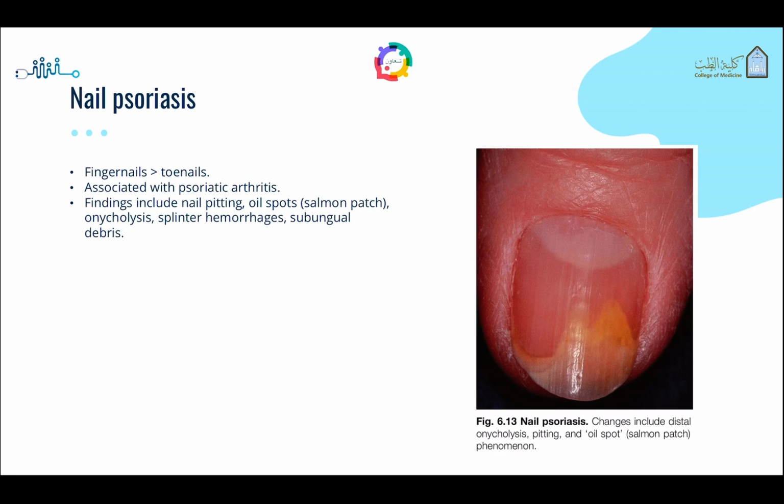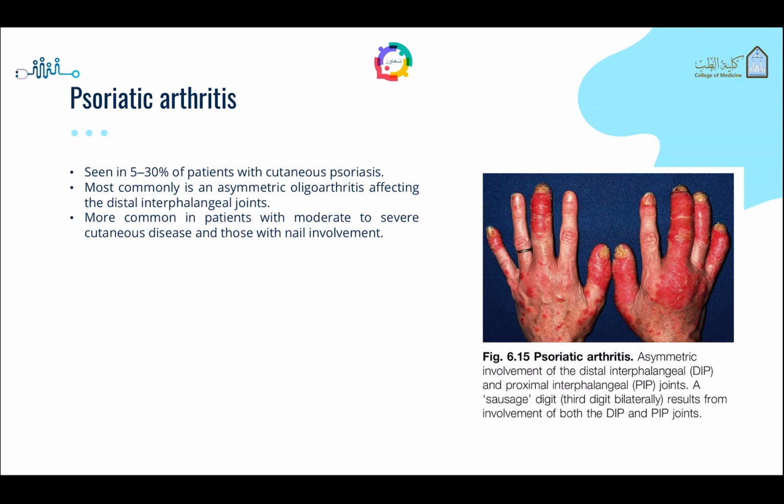Other signs include onycholysis, splinter hemorrhage, as well as subungual debris, where there's keratin accumulation in or beneath the nail. Now for psoriatic arthritis, it develops in about 5 to 30% of patients with cutaneous psoriasis, where the patient will have joint pain and inflammation. It is mostly seen in patients with moderate to severe cutaneous psoriasis, as well as those with nail involvement. It mostly presents with asymmetric oligoarthritis affecting the distal interphalangeal joints.